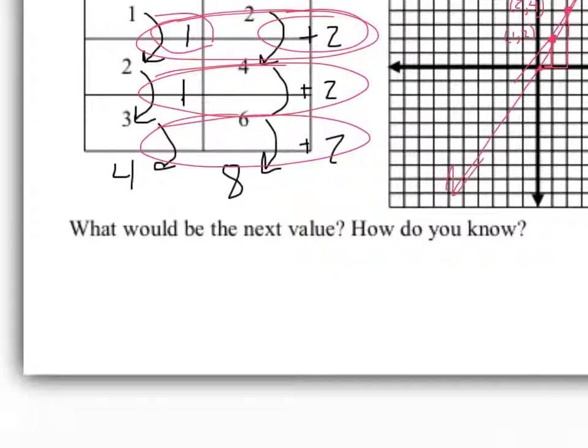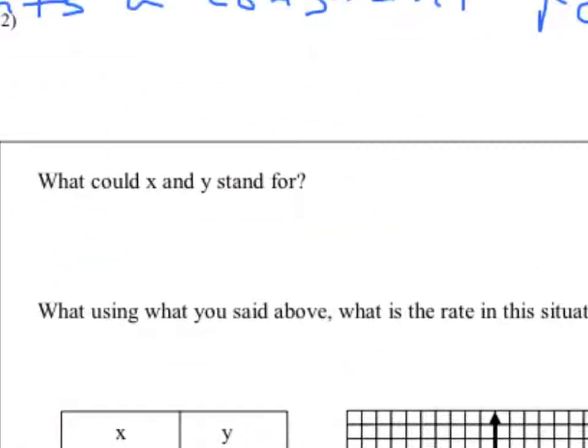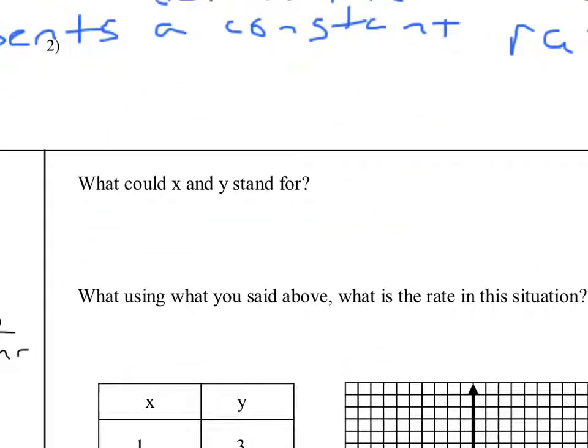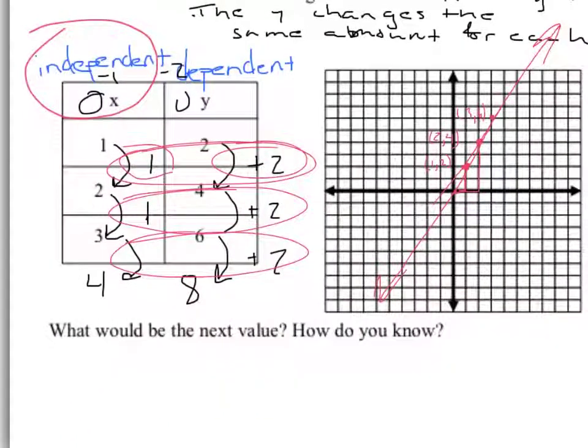All right, so you guys already knew what the next value would be. Let's come up here. What could the x and y stand for? This is where we're going to take this problem that had no context, and create a little bit of context for it. Looking at the x and y values down here, what could this have represented in the real world? What could x and y have been in the real world? What could the possible meaning be?